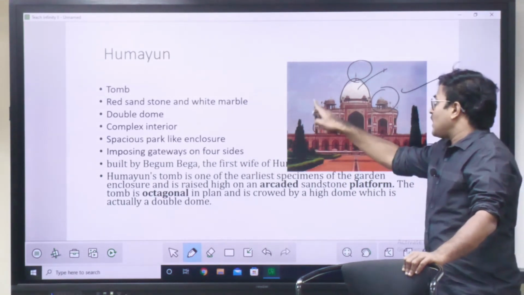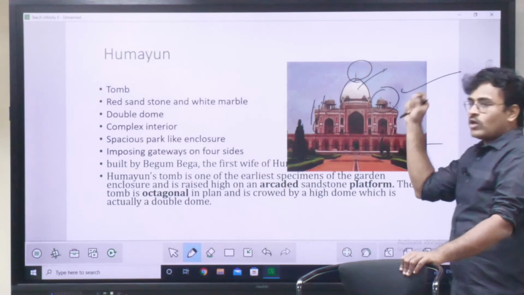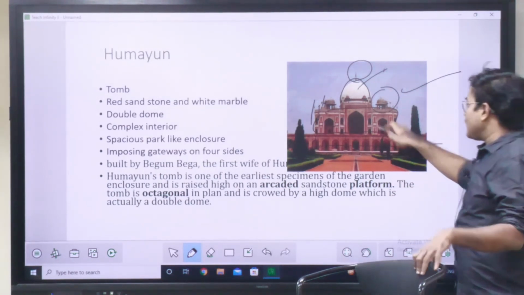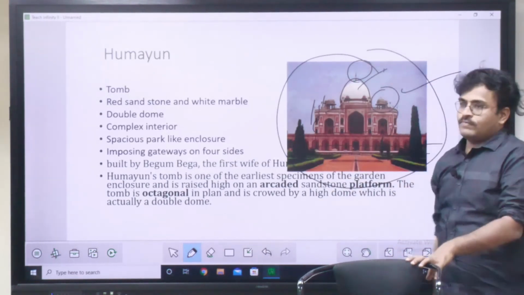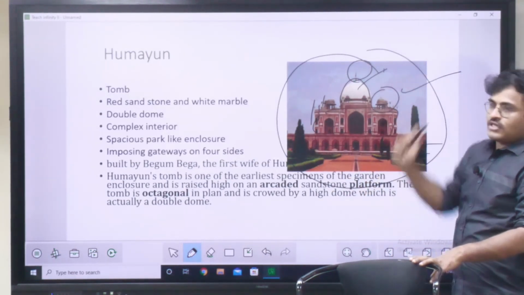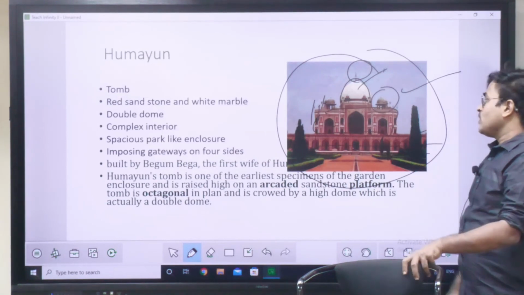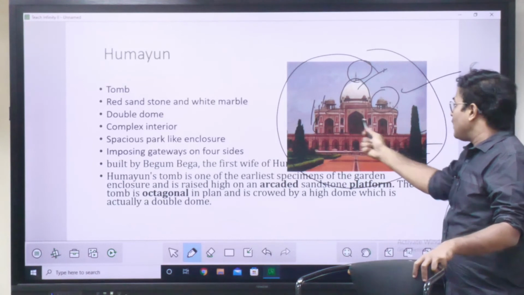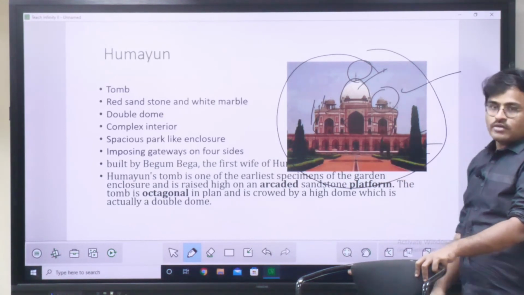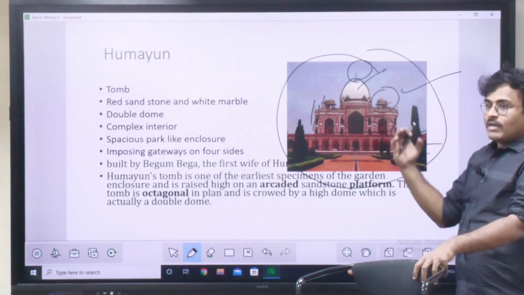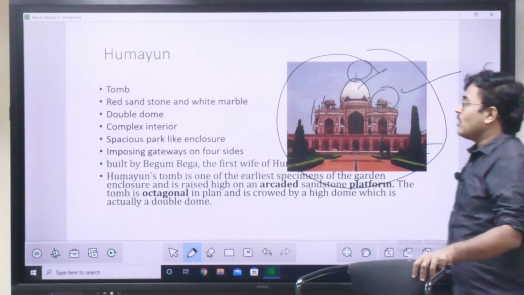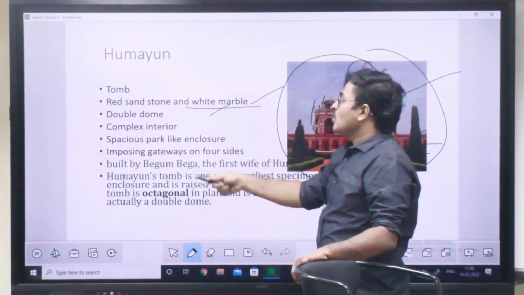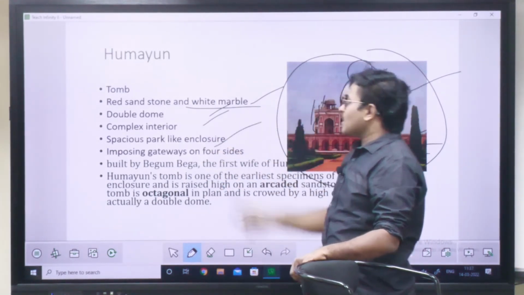Then along with that, there are these attached turrets here and there, small projections. So all of these things are part of Humayun's tomb, and it is placed in the center of a charbagh, an idea they brought from Persia. Persian idea, charbagh concept. Once you enter the structure, there will not be a single chamber but multiple chambers. You can see the multiple chambers from here only. So it contains many rooms inside. So the tomb is constructed with red sandstone and white marble, double dome, complex interior, spacious park-like enclosure.